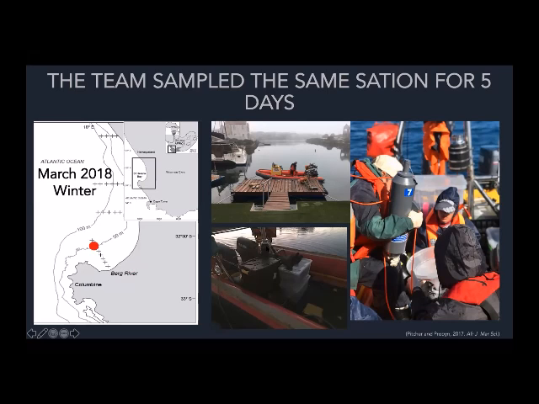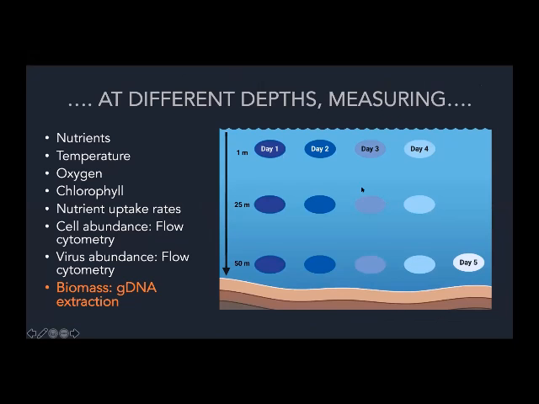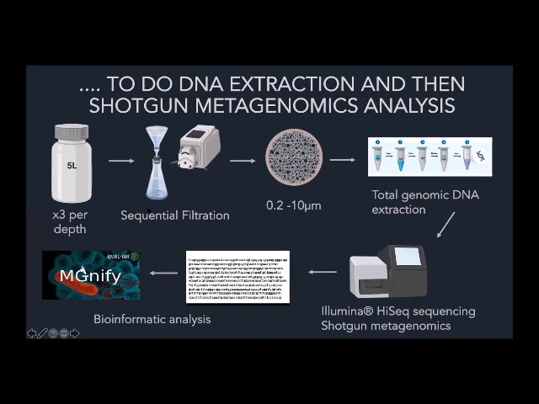This is how we pack our samples and our water bottles. And we use something called a Niskin bottle to sample water at various depths. And in our case, it was 1 meter, 25 meters, and 50 meters. And we measured things like nutrients, concentrations, oxygen levels, cell abundances. But we also took samples for biomass at each day and depth for DNA extraction, and then shotgun metagenomic analysis.